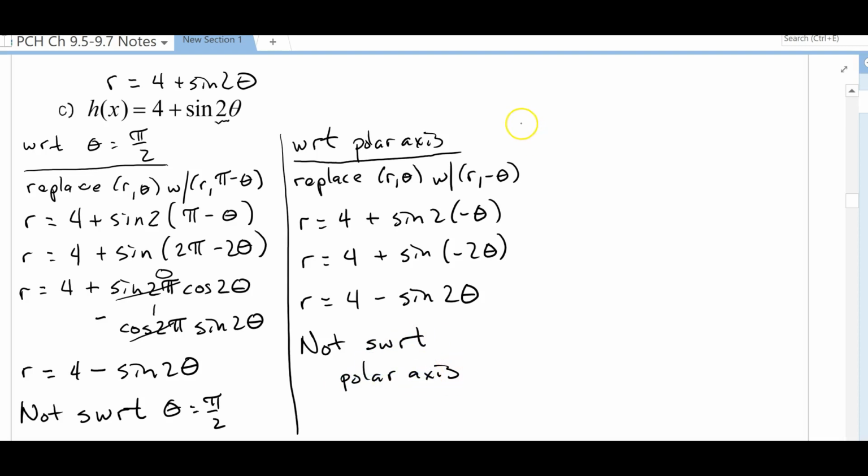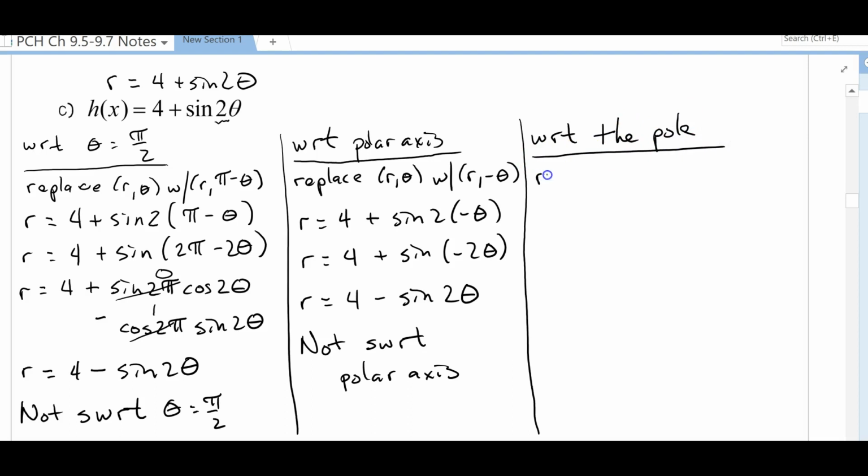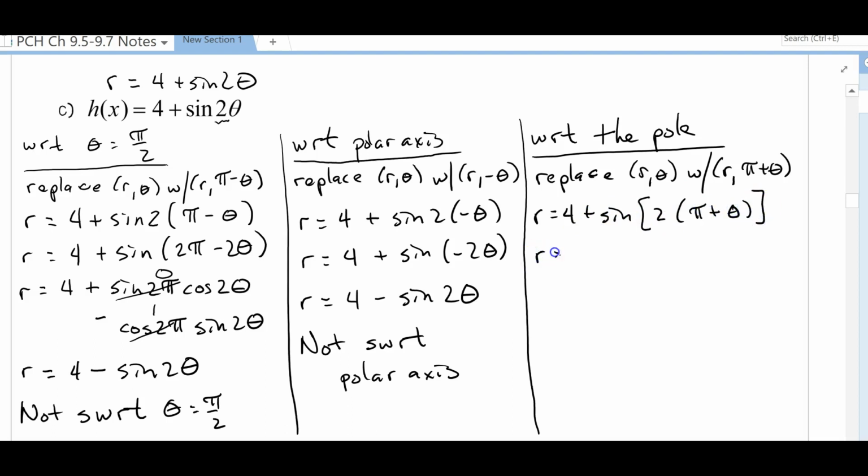All right, and lastly, we are going to check with respect to the pole. So we will replace r comma theta with r comma pi plus theta. So we get r is equal to 4 plus sine of 2 times pi plus theta. So r is equal to 4 plus sine 2 pi plus 2 theta.